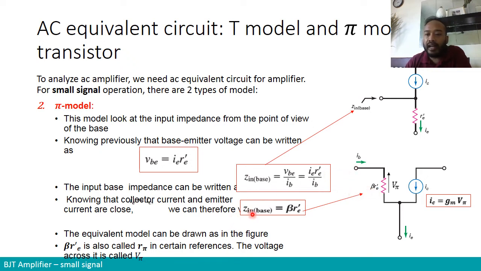So in other notation, the beta R prime E, because R prime E is coming from the T model, sometimes we can replace the whole thing with R pi. So R pi is the equivalent resistor for the BJT in the pi model. This is very frequently used. Instead of writing beta R prime E, we write it as R pi, and the voltage across it is called V pi.